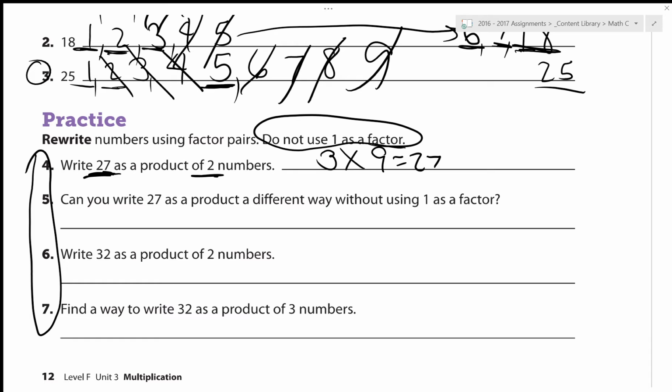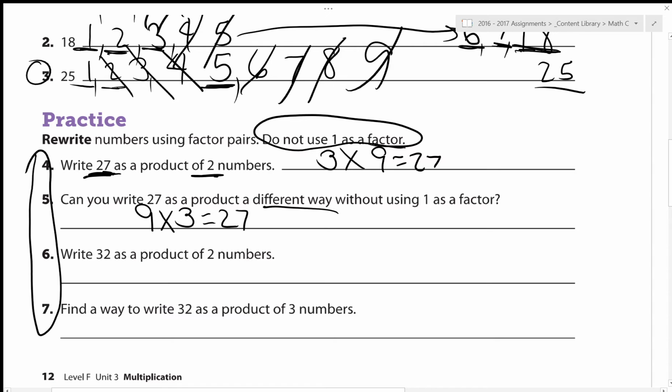So number 5 wants us to write 27 as a product a different way without using the factor 1. The question is, can you? The answer is no. And I'm looking at those charts on the wall right now, and I only see 27 under the 3 and the 9. So I guess you could write it a different way. You could write 9 times 3 equals 27, but you can't use a different factor. So I guess I'll erase that. No, you can write it that way and that'll be correct.